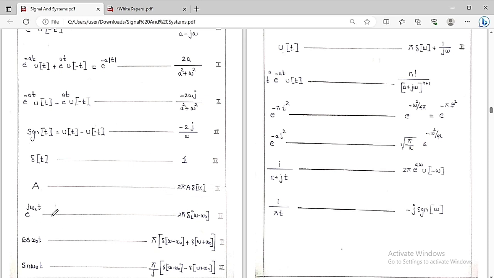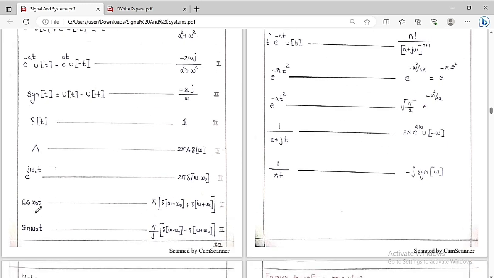And for e to the power of j omega naught t, the Fourier transform is 2 pi delta of omega minus omega naught. So if you want cos omega naught t, do you know the formula?